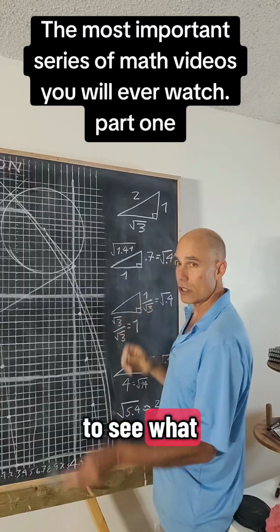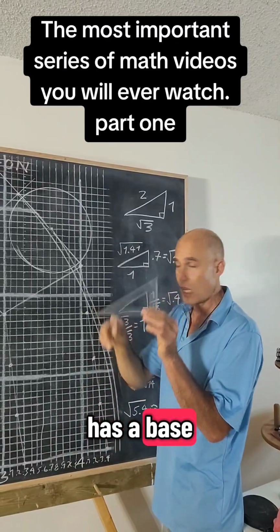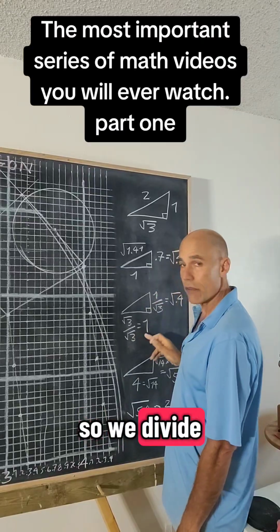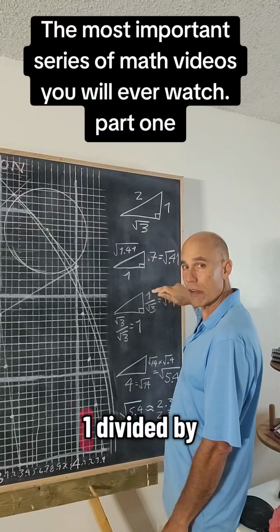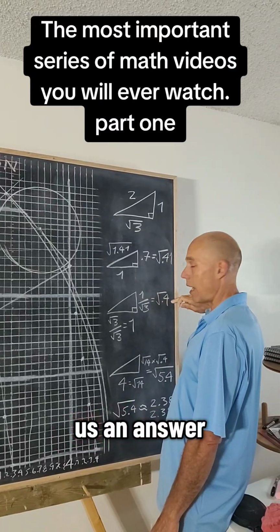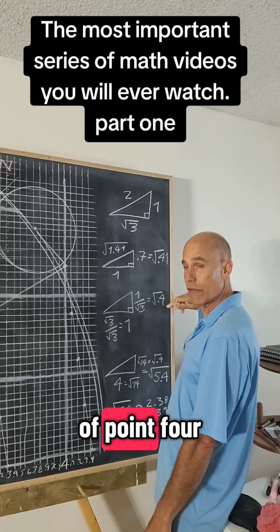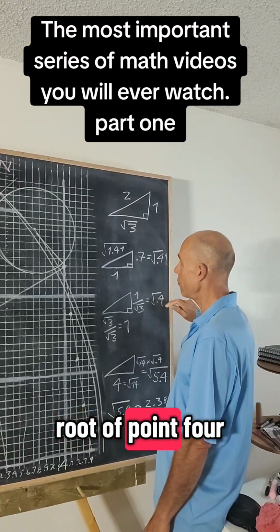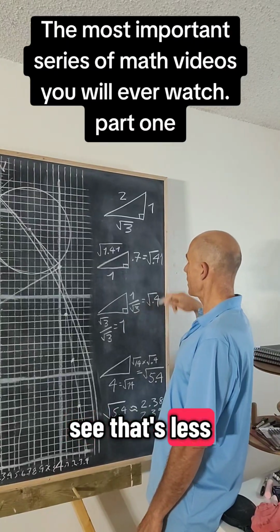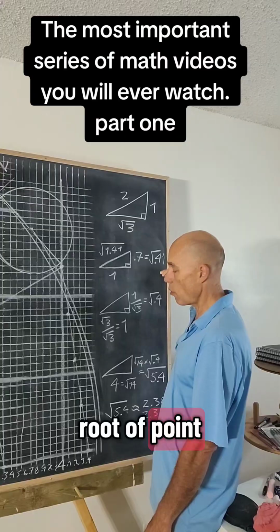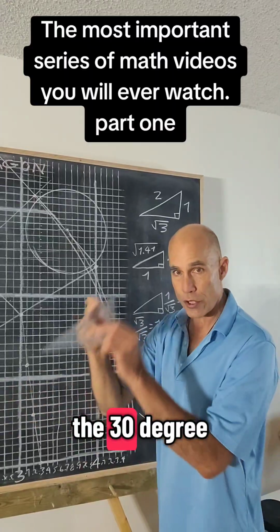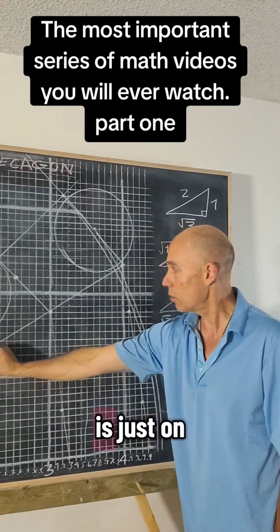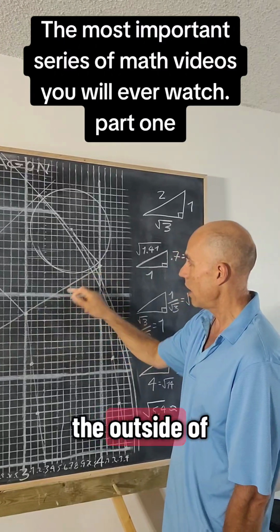So we want to see what this triangle looks like when it has a base of 1. So we divide everything by the square root of 3, 1, and then here, 1 divided by the square root of 3 gives us an answer in base 12 of 0.4, or the square root of 0.4. So we can see that's less than the square root of 0.41. So we know that this triangle here, the 30-degree angle, is just on the outside of this line here.